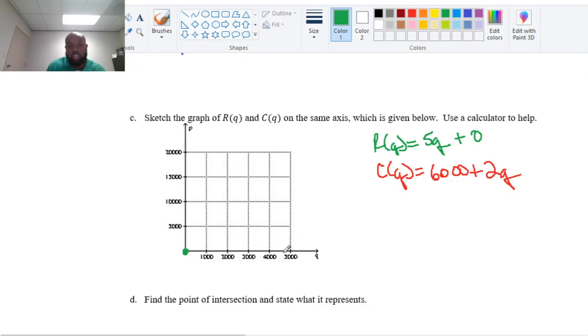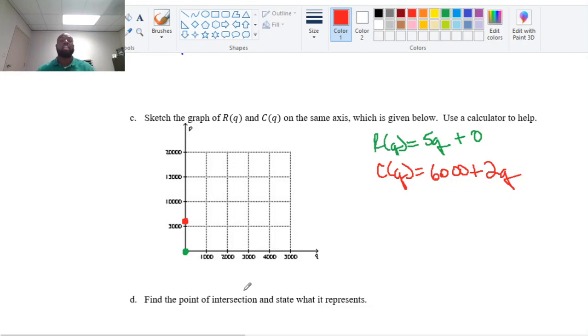Oh, but my axes are counting by 1,000 and 5,000, right? All right, this is not very helpful. My vertical intercept here is 6,000. So if this is 5,000, that's 10,000. 6,000 is somewhere over here. And my slope is 2, so I go up 2 units to the right 1. That's hard to do here. And so what I'm going to do is go to part D here where I find a point of intersection, right?